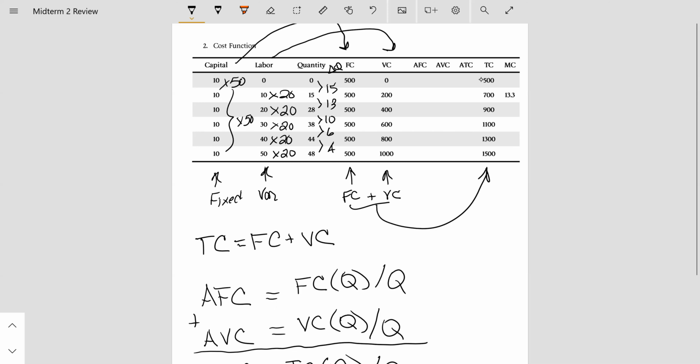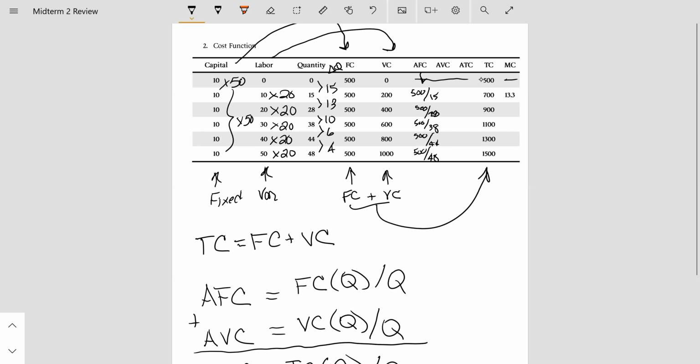So average fixed cost. Well, here you won't have any averages at all because you can't divide by 0. So here for average fixed cost, take 500 and divide by 15. Again, take 500 and divide by 28. 500 divided by 38. 500 divided by 44. And 500 divided by 48. And that's how you get your average fixed cost.